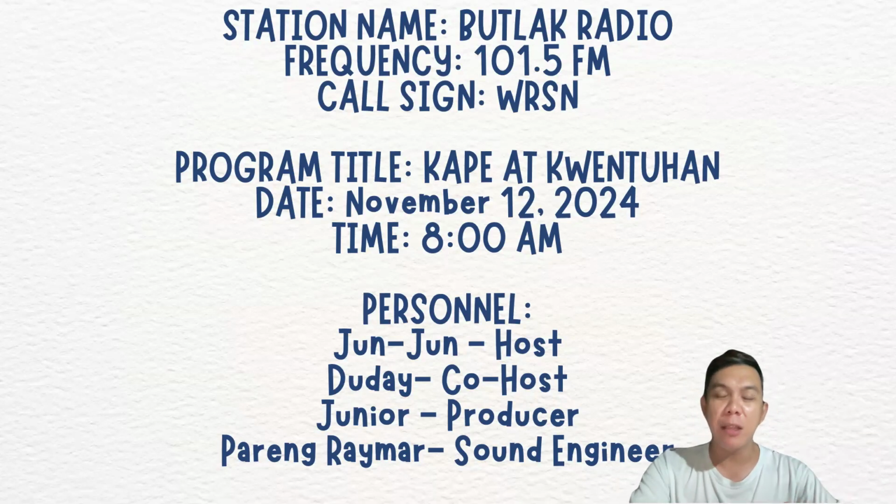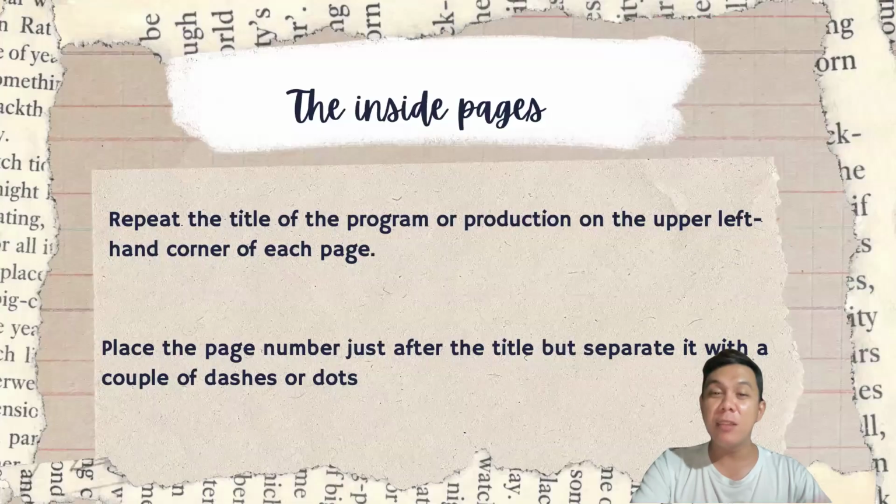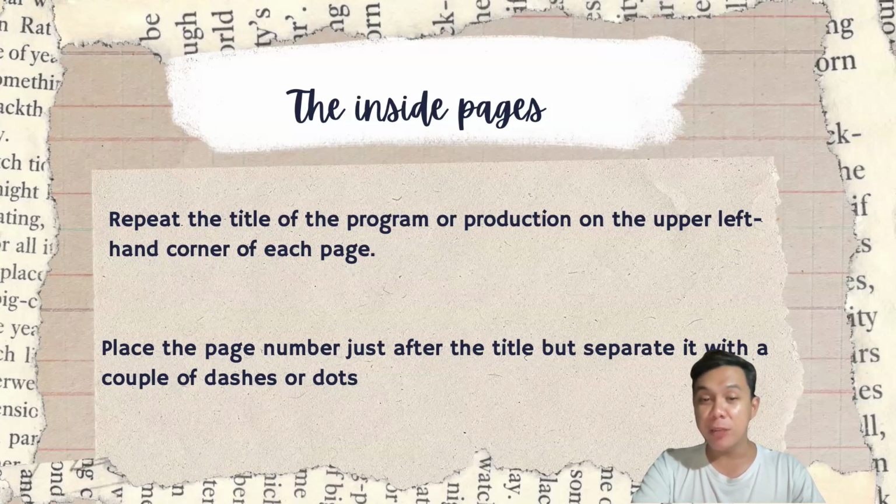So this is just a draft or a very simple example of what we discussed earlier. So let us proceed to the body. The inside pages: repeat the title of the program or production on the upper left-hand corner of each page. Next, place the page number just after the title, but separate it with a couple of dashes or dots.